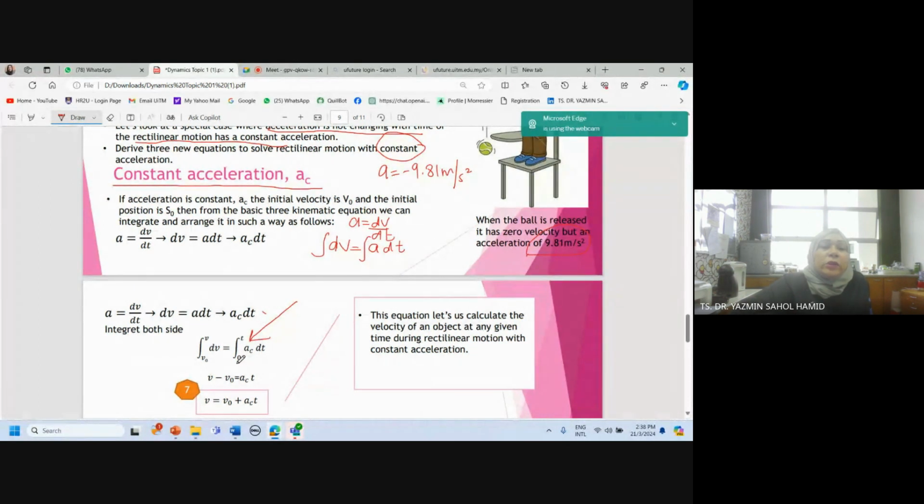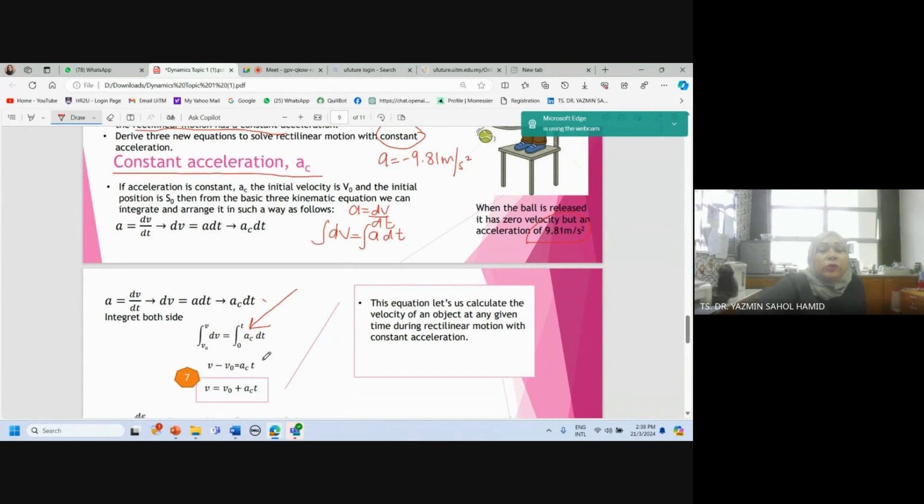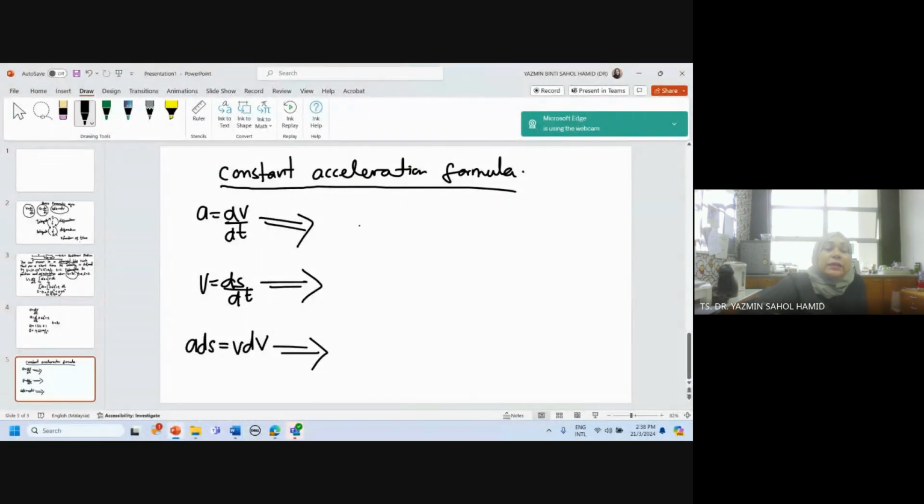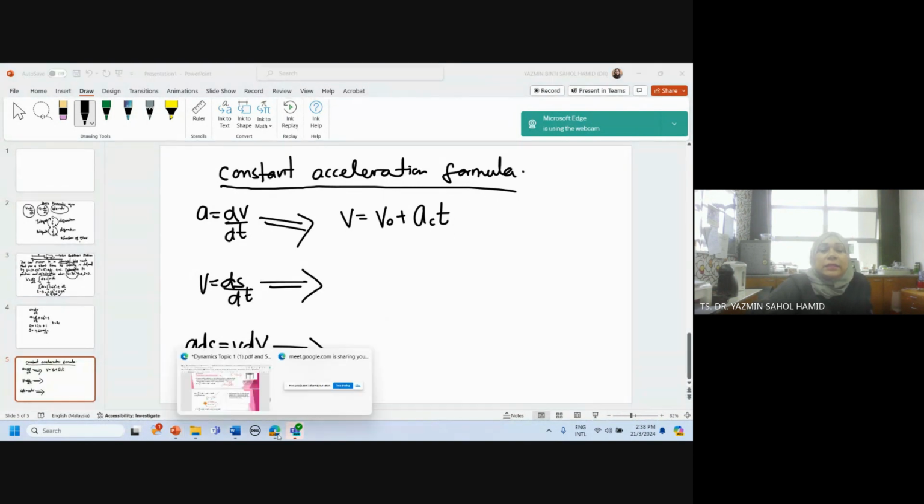When you integrate dv, it will be v minus v naught, and when you integrate a dt, it will be a t, because a is a constant. So you end up with a new equation: v equals v naught plus a t. We'll be using this equation a lot. So for acceleration equals dv over dt, we get v equals v naught plus a t. This is the first constant acceleration formula. Okay, let's look at the next constant acceleration formula.